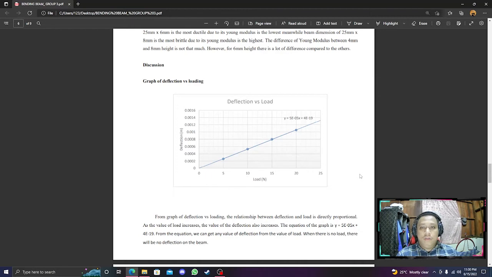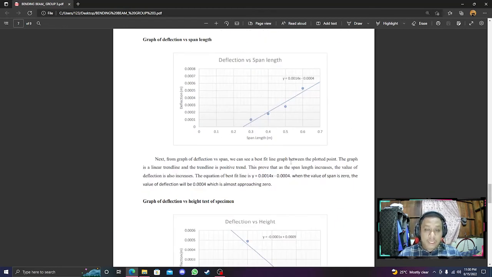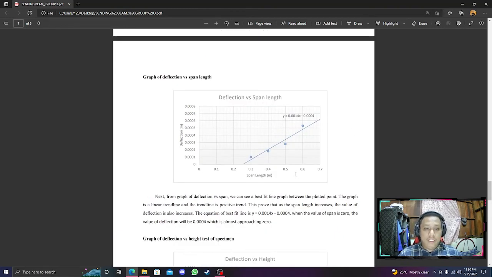The equation of the graph is y equals 5e minus 0.5x plus 4e minus 19. From the equation, we can get any value of deflection from the value of load. When there is no load, there will be no deflection on the beam. Second, we can see the graph of deflection versus span length.